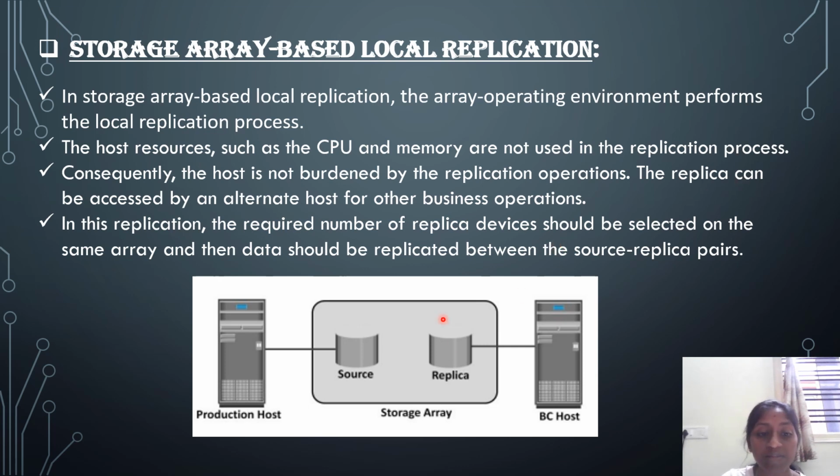This is the representation of storage array-based local replication. Here is the production host and here is the BC host. The source has been connected to the production host, whereas the replica has been connected to the BC host.